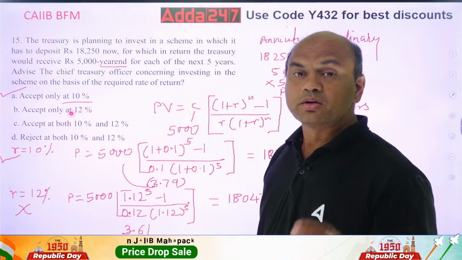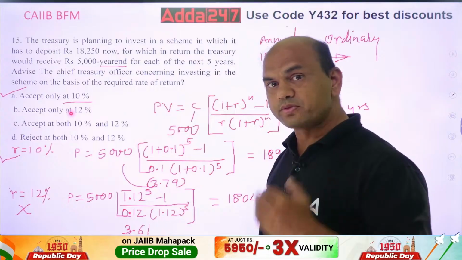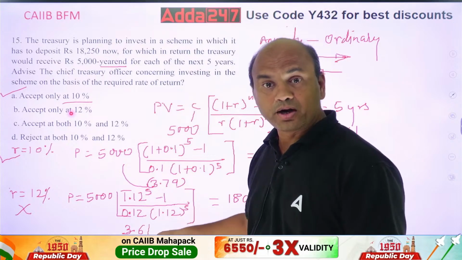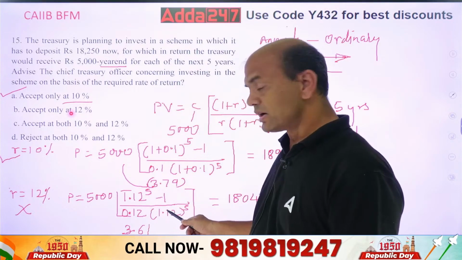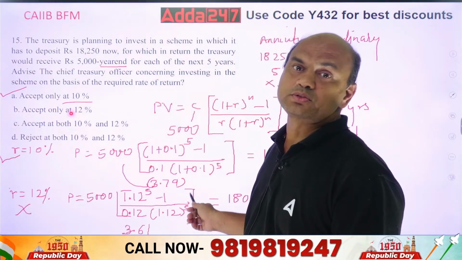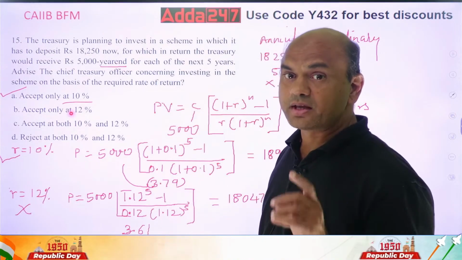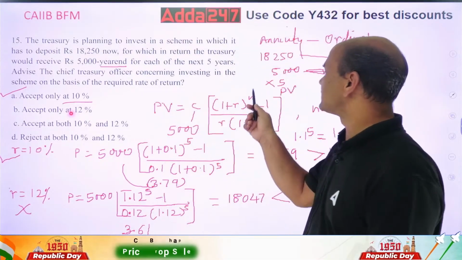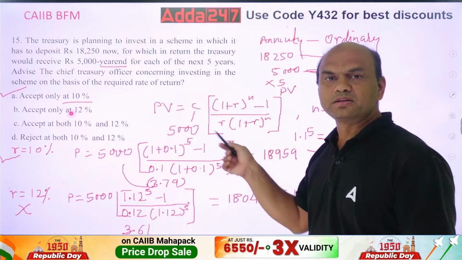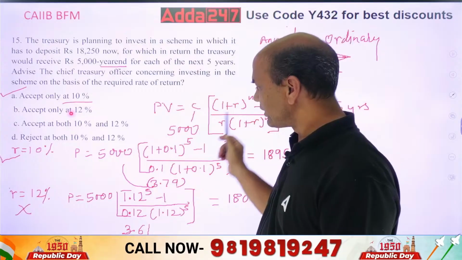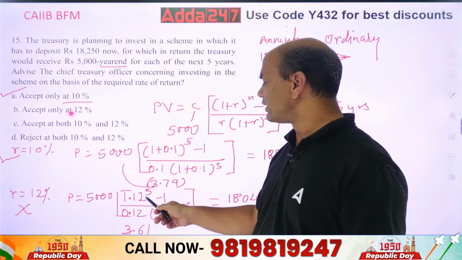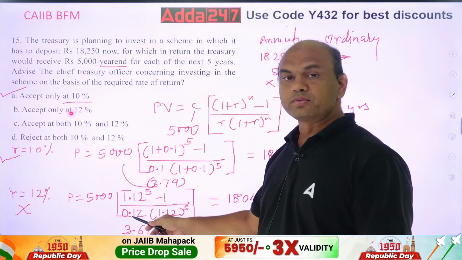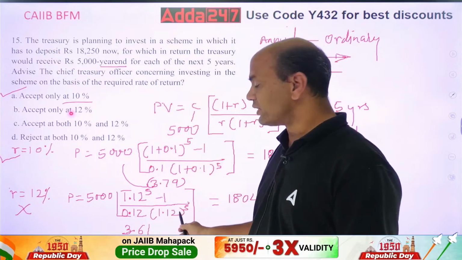It will be 1.12 raised to 5 minus 1, divided by 0.12 into again 1.12 raised to 5. Everyone, have you understood this? It is the same formula: C into (1 plus R) raised to n minus 1, upon R into (1 plus R) raised to n. Same formula. Okay? So 5000 into 1.12 raised to 5 minus 1, upon 0.12 into 1.12 raised to 5.